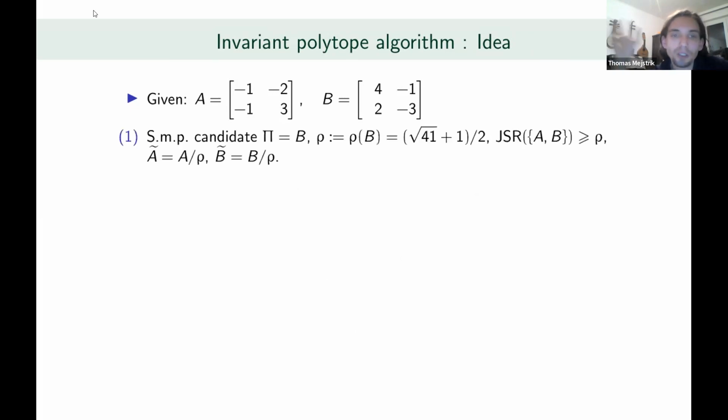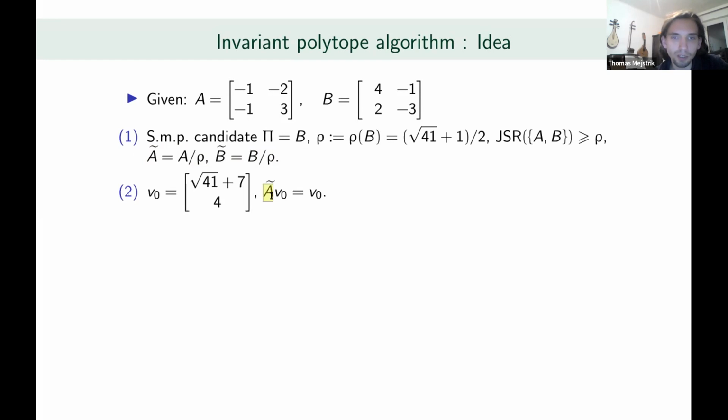In the first step, I make a guess that the spectral radius of B equals the joint spectral radius. And I'm really good at guessing. So B is now the SMP candidate. Then we normalize the matrices A and B by the spectral radius of B. And now in the second step, we compute the leading eigenvector of B.